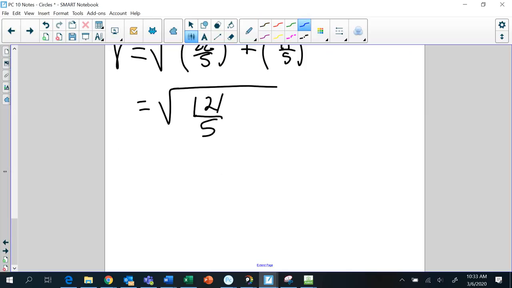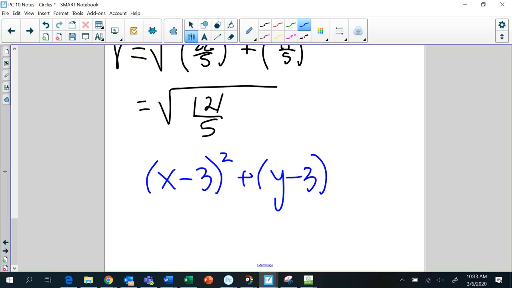What was our goal for this whole question anyway? Write the equation of the circle. That's what it was. So x minus 3 squared plus y minus 3 squared equals what? 121/5.